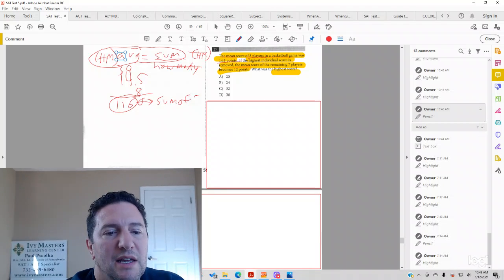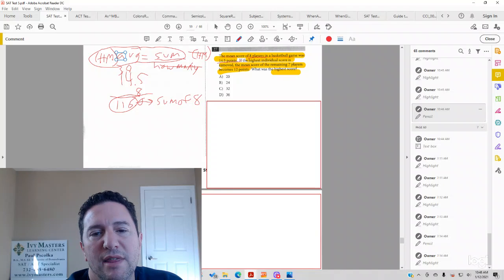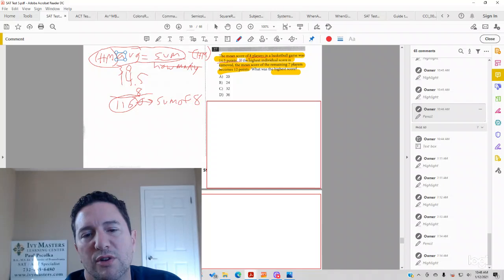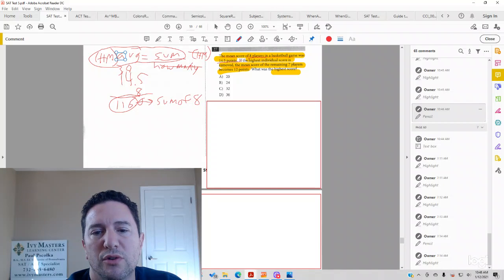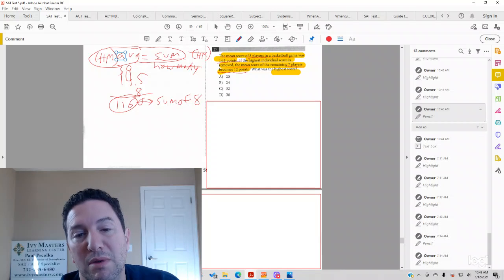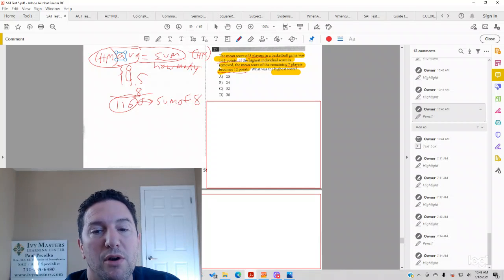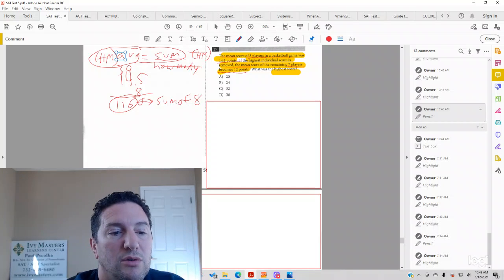of 8 players. And then it tells you that if the highest individual score is removed, the mean score of 7 players is 12. So what do we have again? We have the mean, and we have the number of players. So we're going to do the same thing: 12 times 7. We get 84.